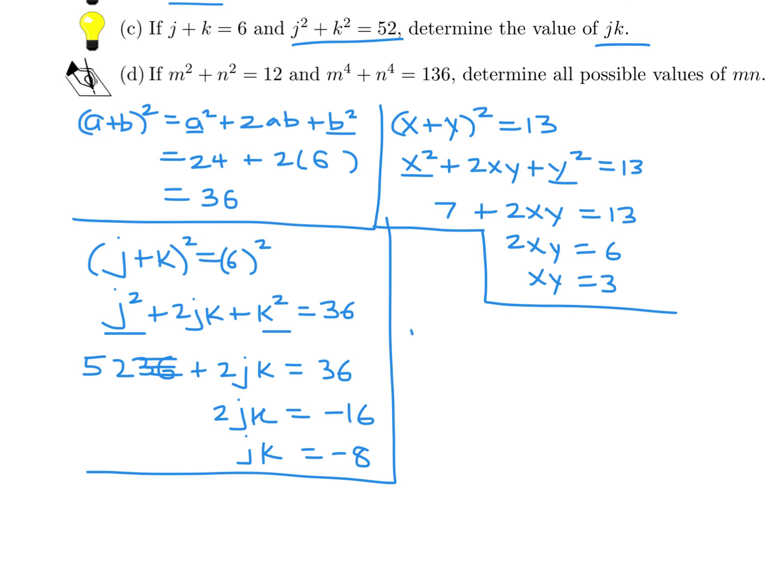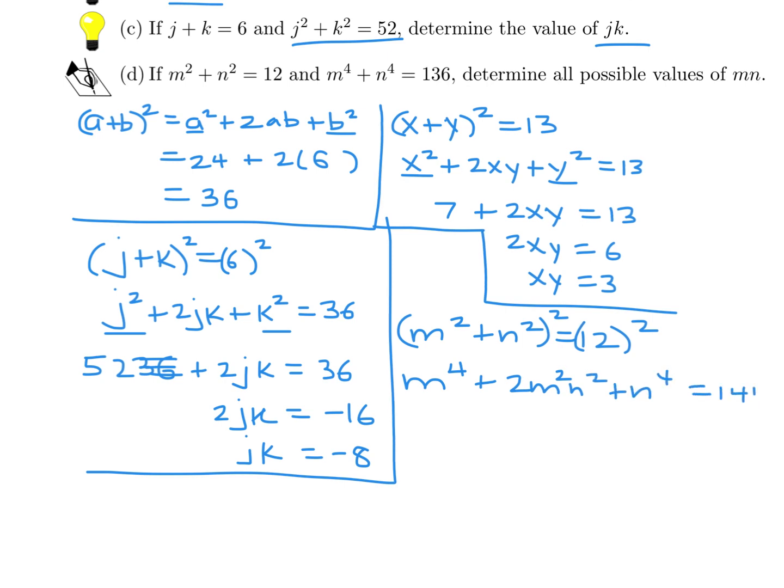All right. So m squared plus n squared is 12. So I think, again, I'm going to square both sides following the theme of this question. So that's going to be m to the power 4, plus 2m squared n squared, plus n to the power 4 is equal to 144. And then this helps us because those two guys are 136.